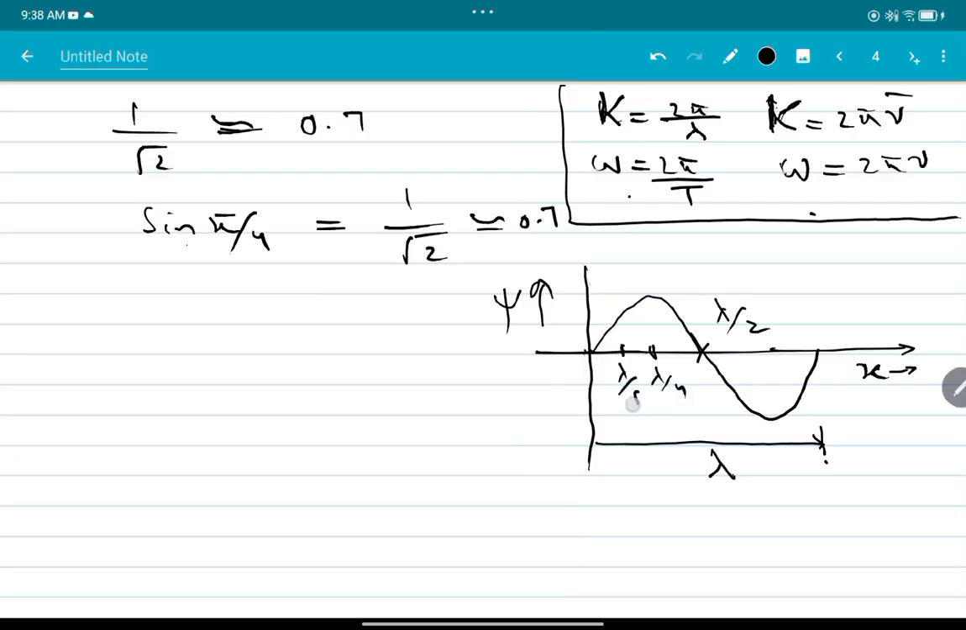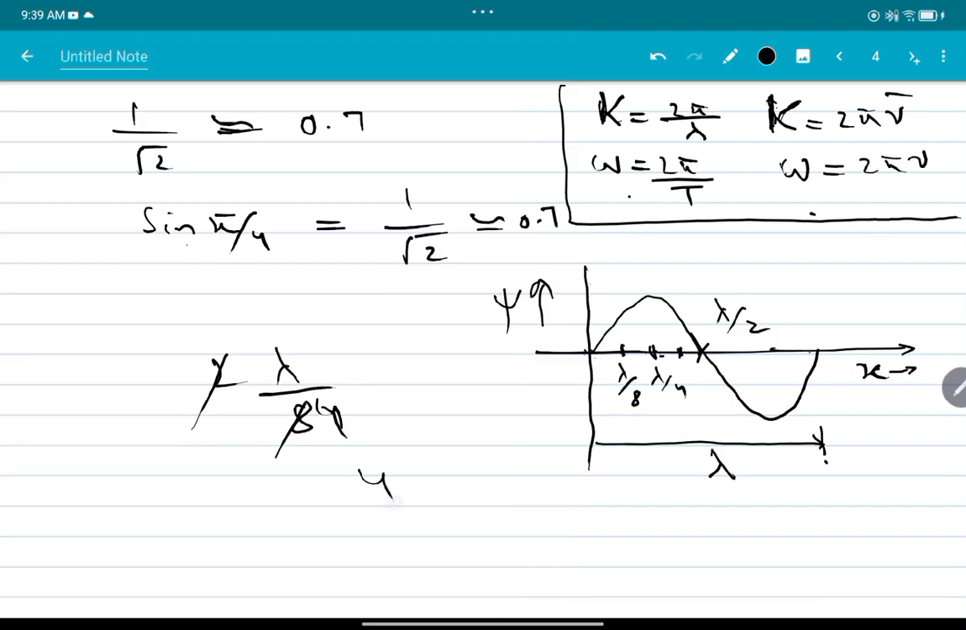What I will do is divide this lambda into pieces: lambda by 8, lambda by 8, then again lambda by 8, then lambda by 8. How many lambda by 8 do I have from this point to this point? 1, 2 lambda by 8. 2 lambda by 8 is the same as lambda by 4, since 2 ones are 2 and 2 fours are lambda by 4. So lambda by 4 is 2 lambda by 8. Now then 3 lambda by 8, 4 lambda by 8.